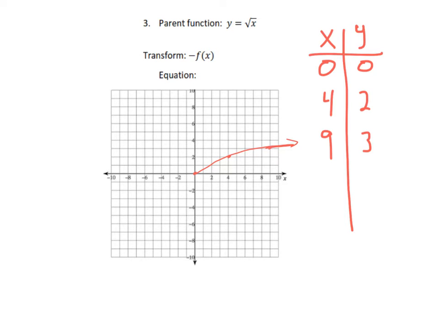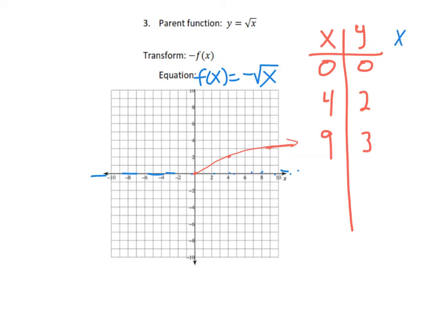So the transformed graph, which is going to be f(x) = -√x, is going to reflect this over the x-axis. So it's going to reflect it like a mirror over this x-axis.